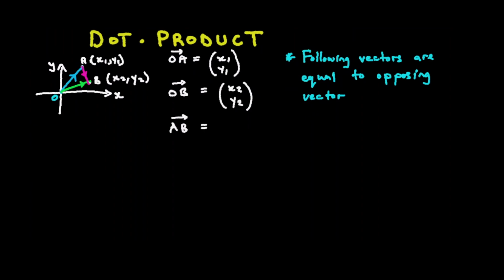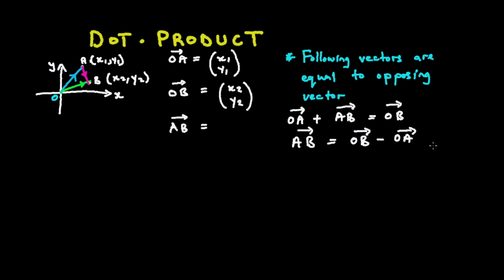So if we do the same here, if we write this statement, it's going to be OA plus AB is equal to OB. That means if we move OA to the other side, we remain with AB is equal to OB subtracting OA. This is correct, and it works perfectly when we are doing two-dimensional vectors.